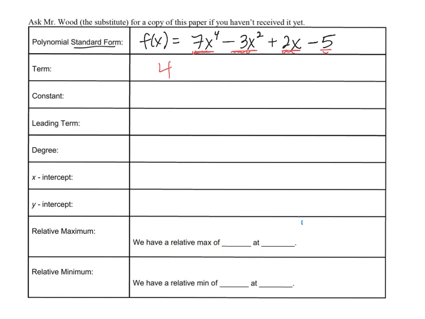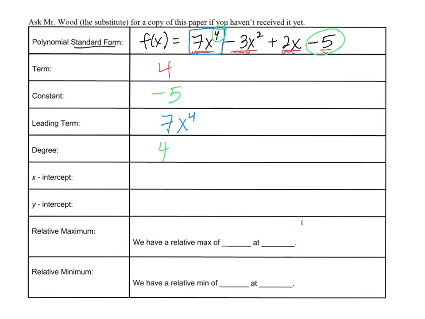What is the constant? The constant is the number that is not being multiplied by an x. So the constant is negative 5. What is the leading term? The leading term is the term with the highest exponent. So 7x to the fourth is the leading term. What is the degree? The degree is the highest exponent value of that polynomial function. So the highest exponent is 4, therefore this has a degree of 4.